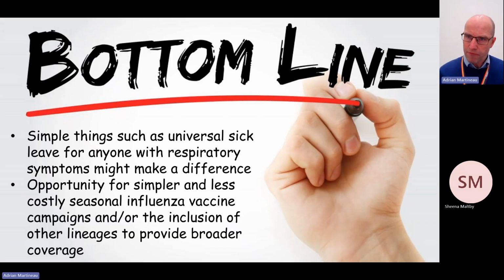So the bottom line from this little story, I think, is that simple things such as universal sick leave for anyone with respiratory symptoms could make a difference to what viral pathogens circulate in the community. And moreover, now that there's one less of those pathogens to worry about, this provides an opportunity for simpler and less costly seasonal flu vaccine campaigns. And it also opens the door to inclusion of other lineages to provide broader coverage now that we no longer need to cover for Yamagata B.